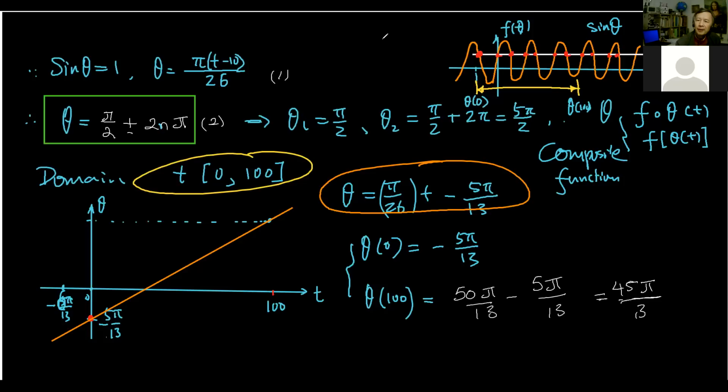Do you want to try? Do you want to continue? So the y-axis in this graph is what? It's equal to sine theta, right? F is sine theta, versus theta. That makes sense. So theta is a function of t, and f is a function of theta. That's why it's called a composite function.